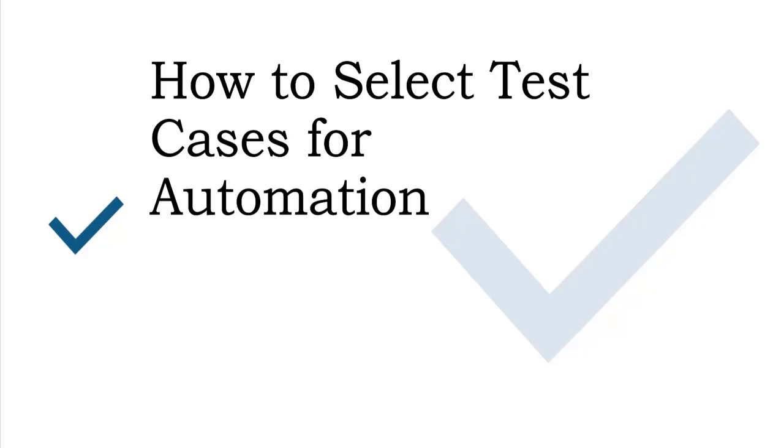Hey folks, today in this video, let's talk about how we can select or choose a particular test case for automation. On what basis? So we know that test automation plays a crucial role in increasing the test efficiency, improving the coverage, and accelerating the delivery cycles.